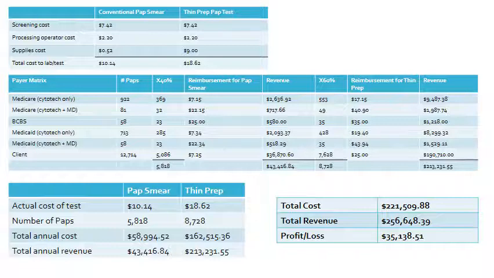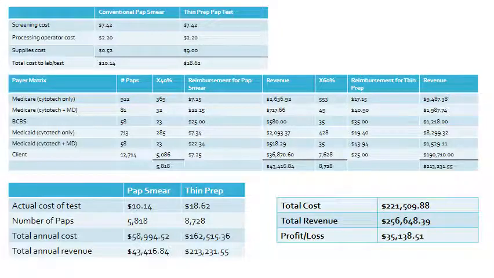So in this particular case, this is an example of a laboratory that was moving from the conventional Pap smear, which they already knew the costs for, to the newer ThinPrep Pap test, which was actually more costly in supplies and things like that. And they had to try and predict the cost, what was going to happen to their reimbursement for those over the next year.